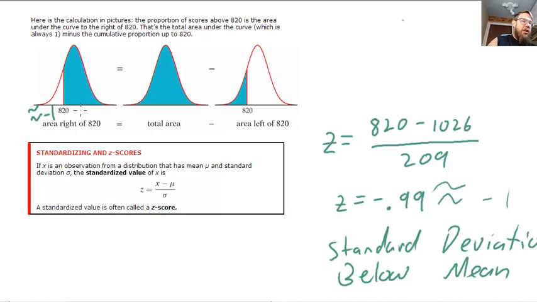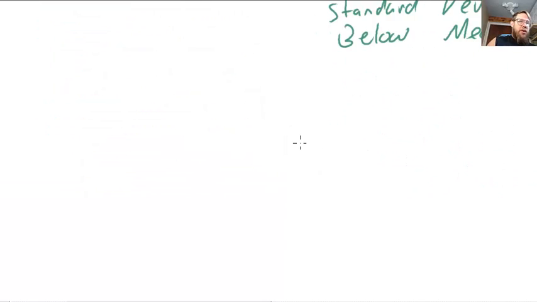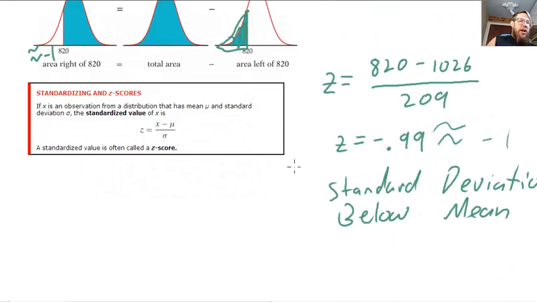So continuing on here, we've found that this value, 820, is about 1 standard deviation below the mean. But that's not the proportion, that's not the total area to the left. So we need to find this total area here and subtract it from the whole area. That -1 is not that proportion. To find that proportion, we're going to have to look it up in Table A.